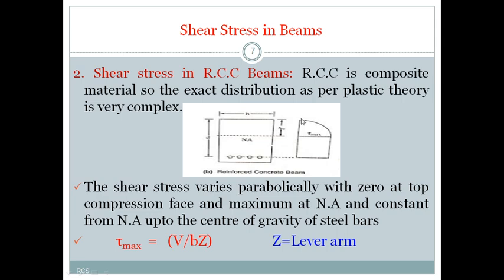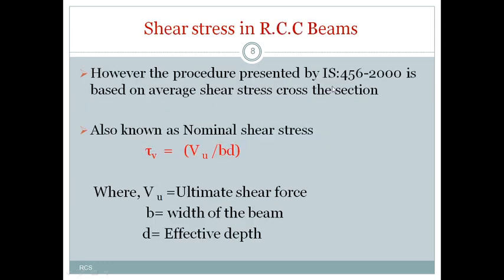Why we are assuming it as an average shear stress: if we check the parabolic portion here, the shear stress at this level is up to here, at this level is up to here, at this level is up to here. If we average all these shear stresses and plot that, you will get a rectangular shape like this. So this portion of shear stress is called tau v. Tau v is nothing but the nominal shear stress or average shear stress. This assumption is given by our IS 456 2000.